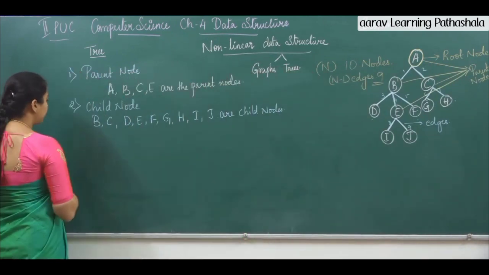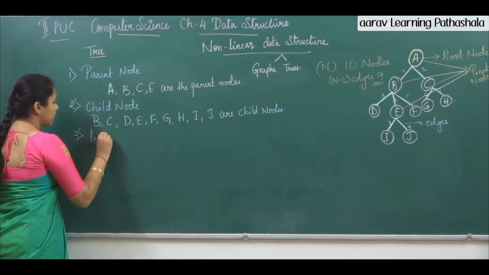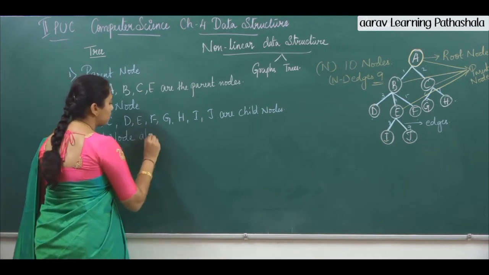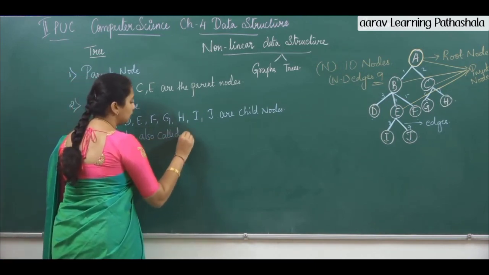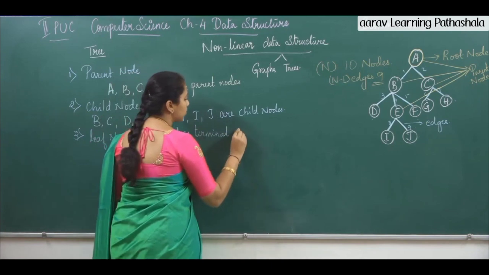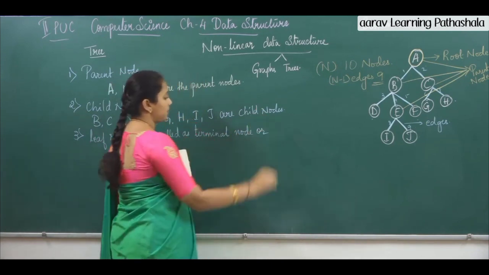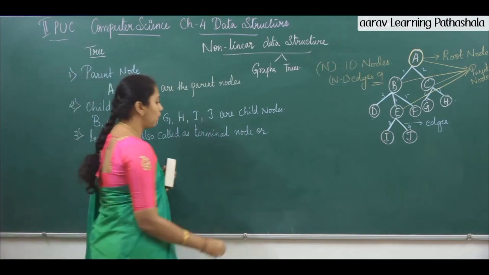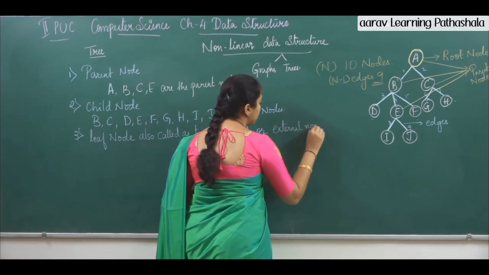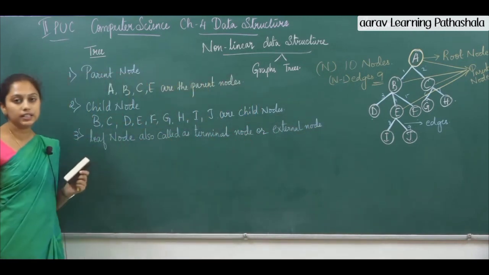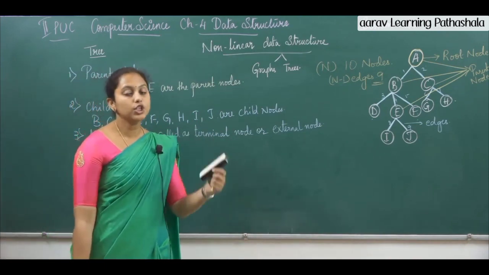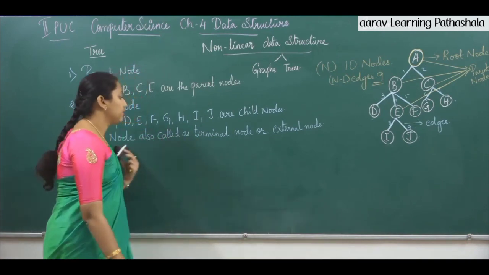Next is leaf node. So what is a leaf node? Leaf node is also called a terminal node or external node. The node which does not have any child node is called a leaf node.